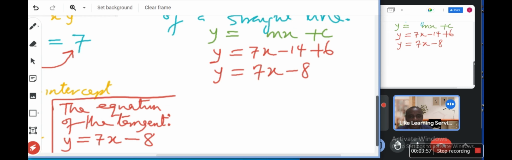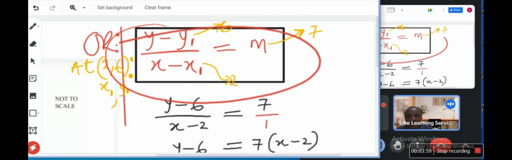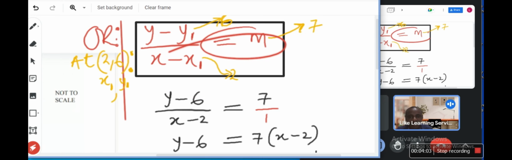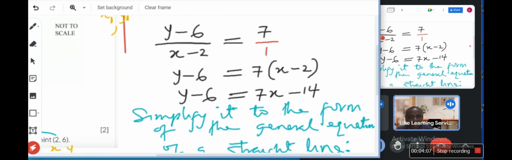But I think this formula will be easier for you to remember. You need to memorize it: y minus y1 over x minus x1 equal to m. Yes, sir. Okay, I think that's cool.